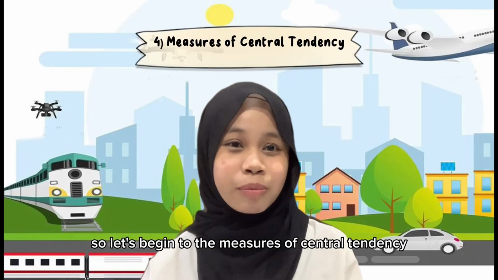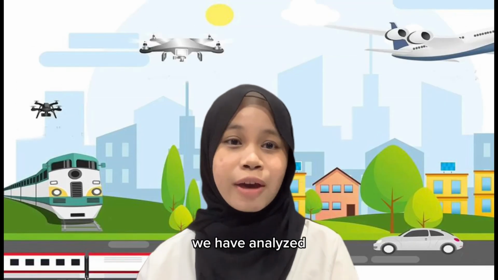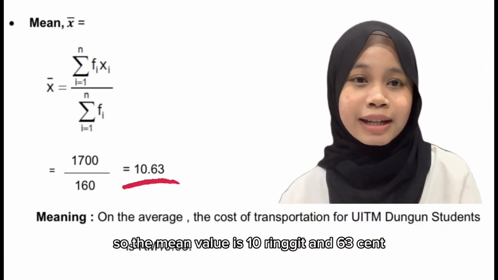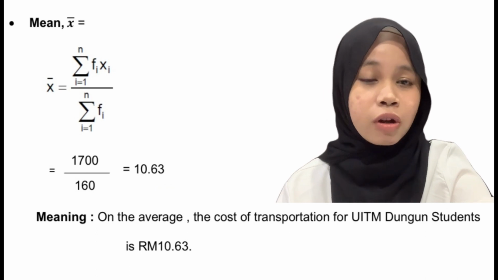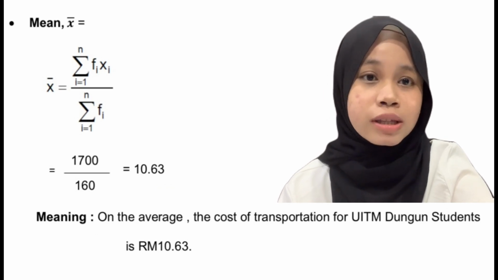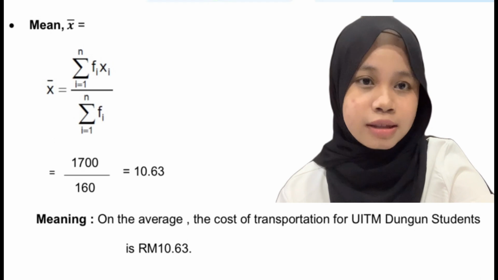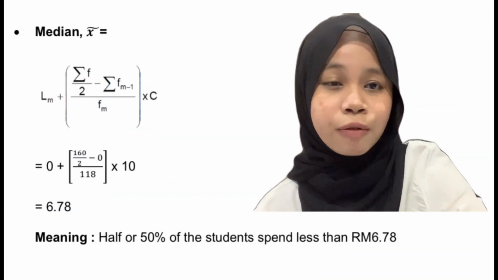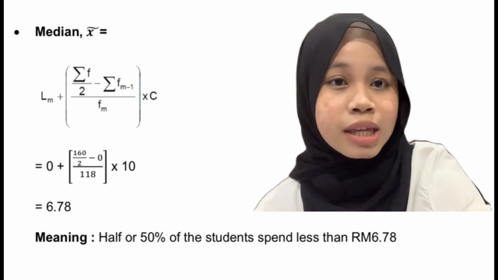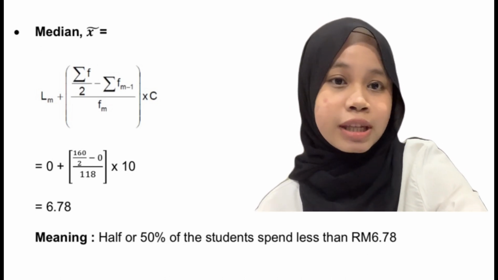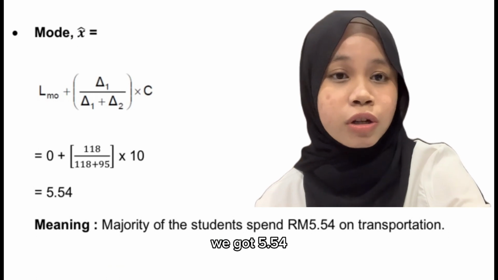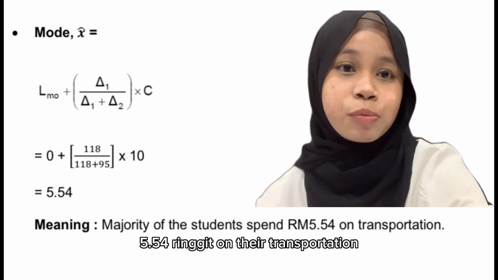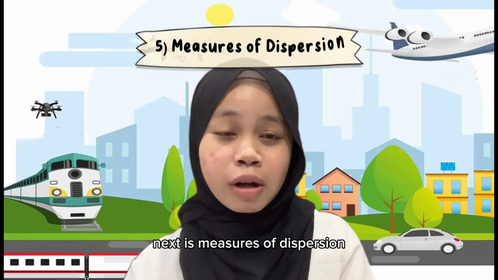So let's begin with the measure of central tendency. We have analyzed the mean, the median, and the mode. So the mean value is 10 ringgit and 63 cents. On the average, the cost of transportation for UiTM Dengkil students is 10 ringgit 63 cents. And for the median, we got 6.78, and half or 50% of the students spend less than 6 ringgit and 78 cents. Followed by the mode, we got 5.54, meaning that the majority of the students spend 5 ringgit and 54 cents on transportation.